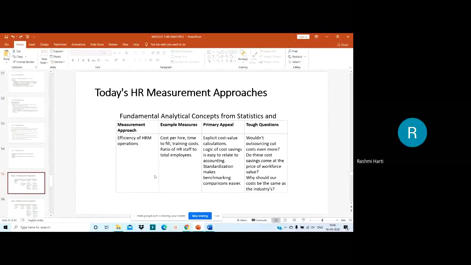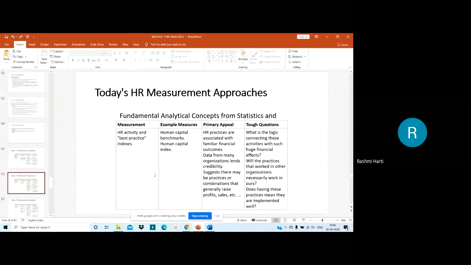To measure the basic duties of HR, functions of the HR department. Then the HR activity and best practice index. So here human capital benchmarking, human capital index, all these are taken. So HR practices basically are associated with familiar financial outcomes. So what they do is they identify the functions of the HR and connect them to the financial outcomes and try to analyze, right? So that would be the primary appeal which has been given here for fundamental analytics.